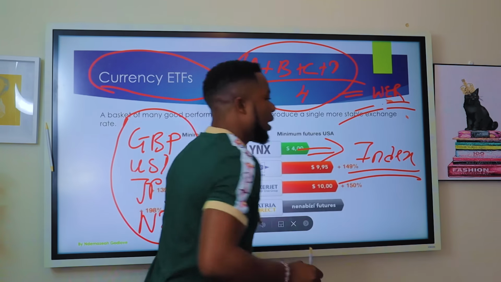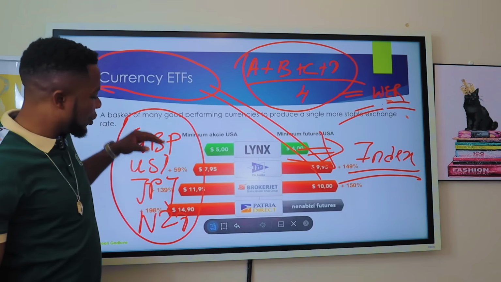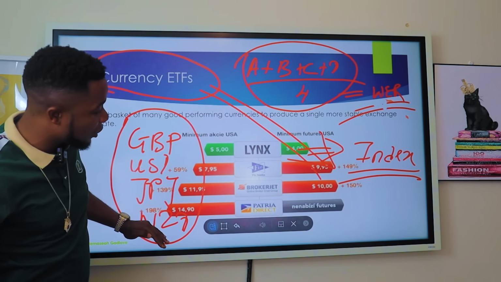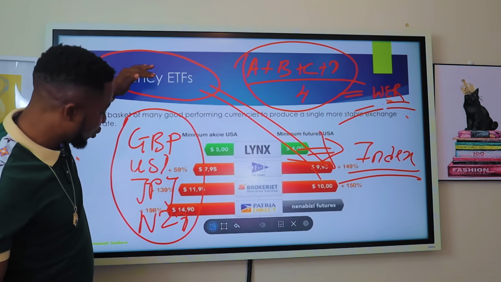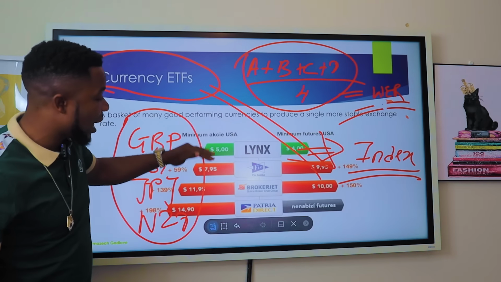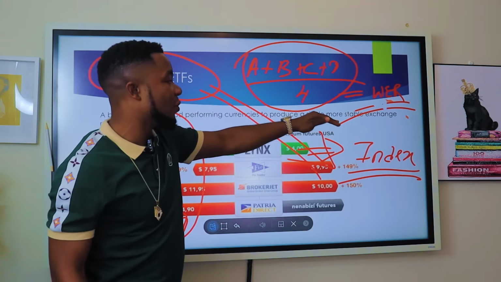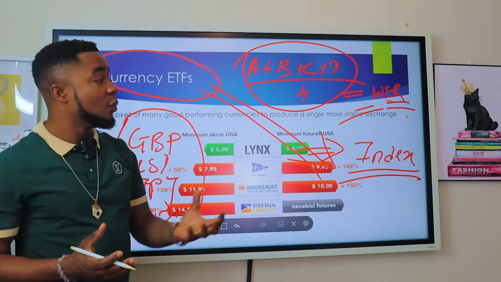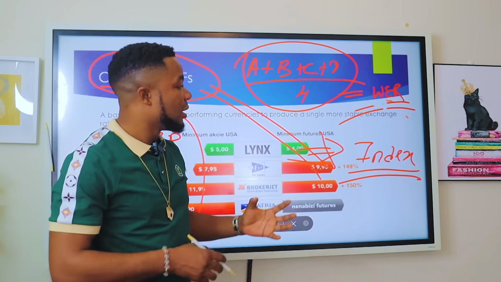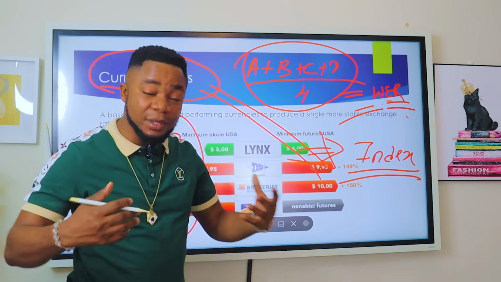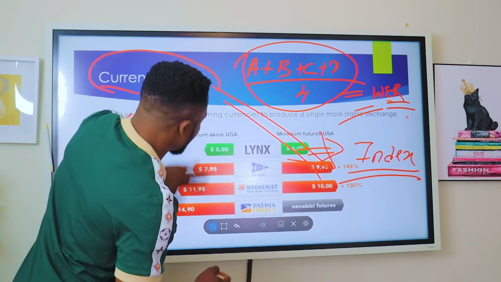A currency ETF is the same as an index, because they join the prices of different currencies to come up with one more stable exchange rate. All these exchange rates are not too stable, but when they add them and divide by 4, it gives them a more stable rate. With this, banks can easily predict, easily do the analysis, and easily place bigger amounts.